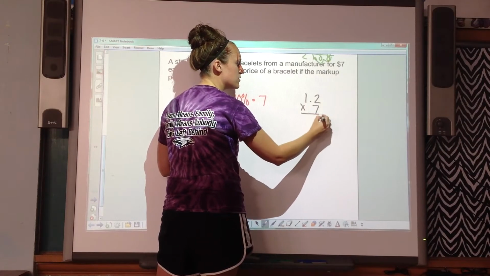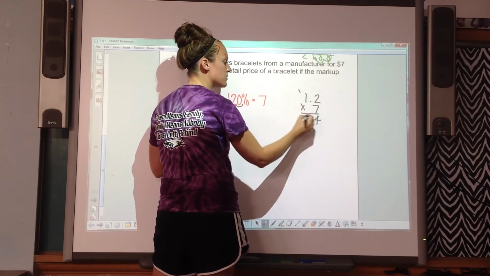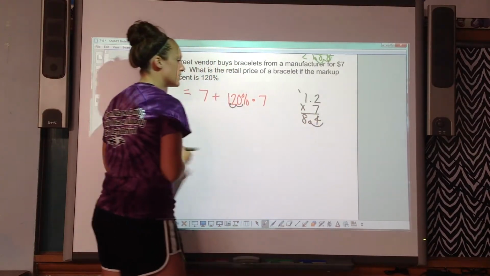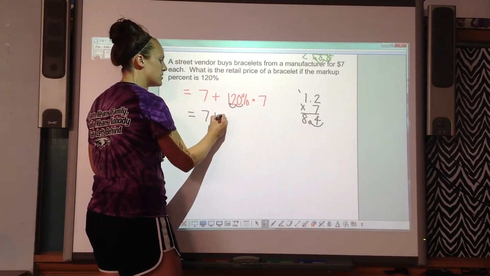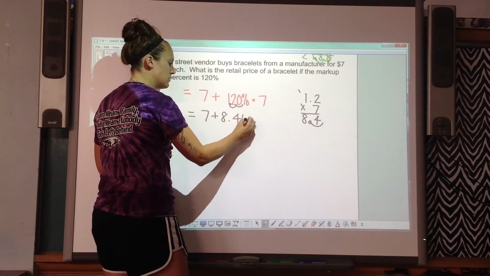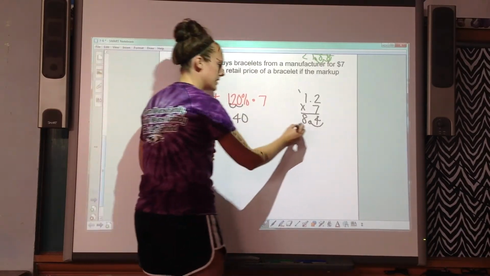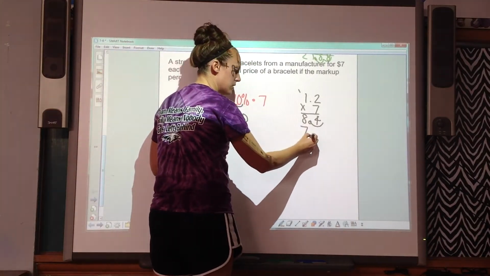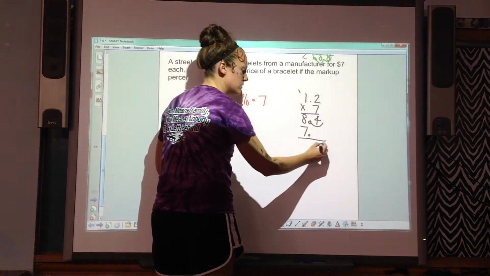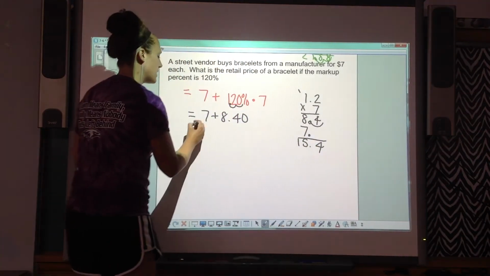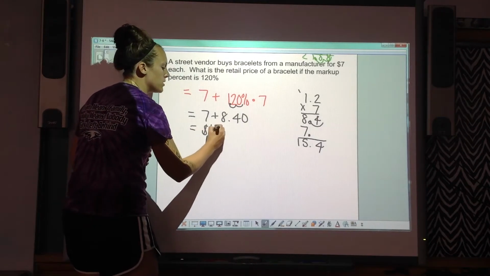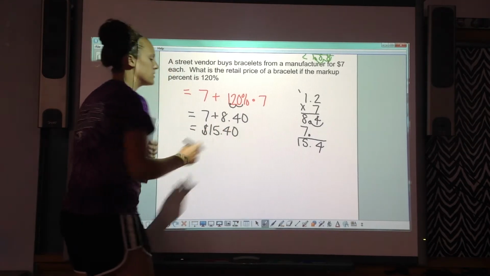So 7 times 2 is 14, 7 times 1 is 7, plus 1 is 8. Do the decimal dance, I get $8.40. So I need to add 7 plus $8.40. Maybe I'll just add 7 here. Now remember 7 has a decimal after it, so I need to line up the decimals. So I get $15.40. We would buy the bracelet for $15.40.